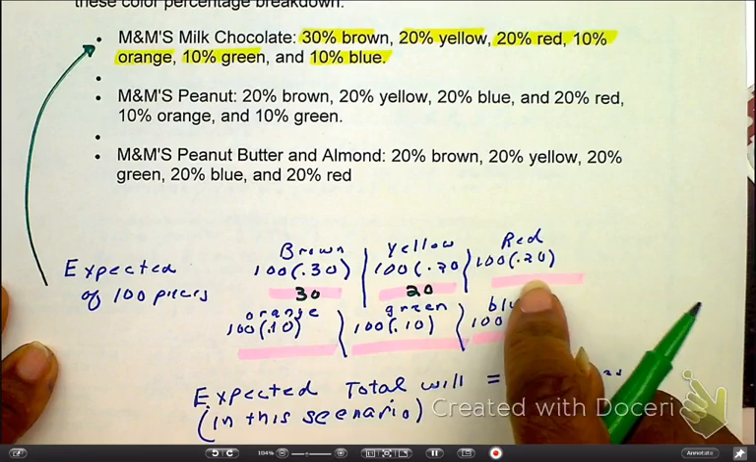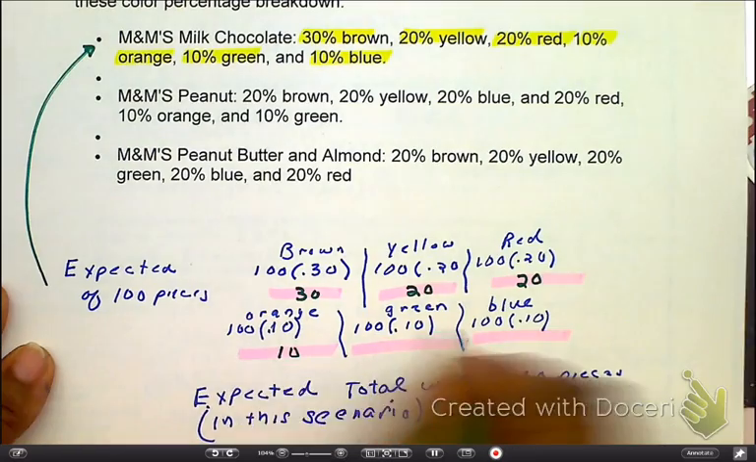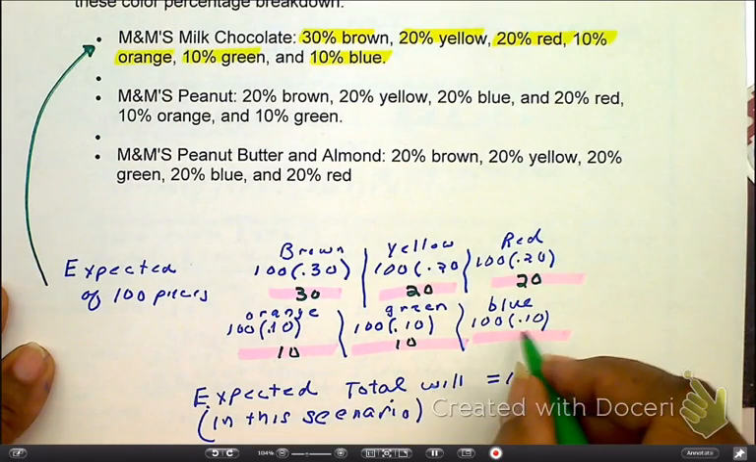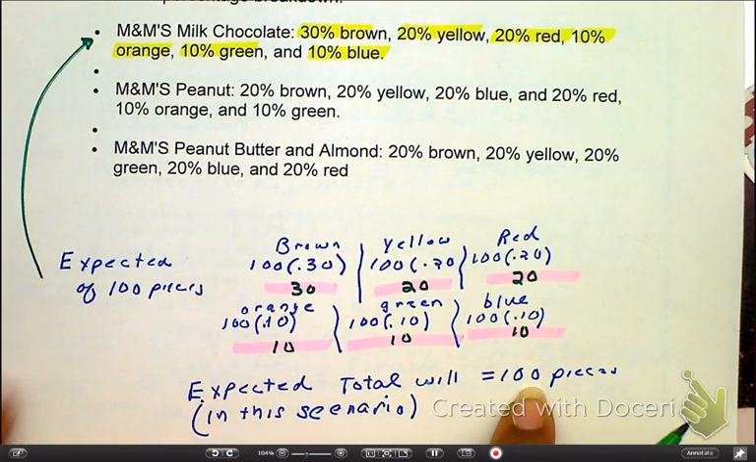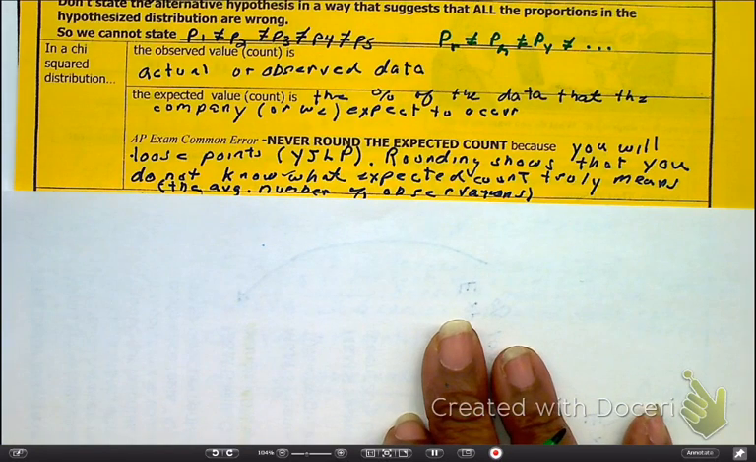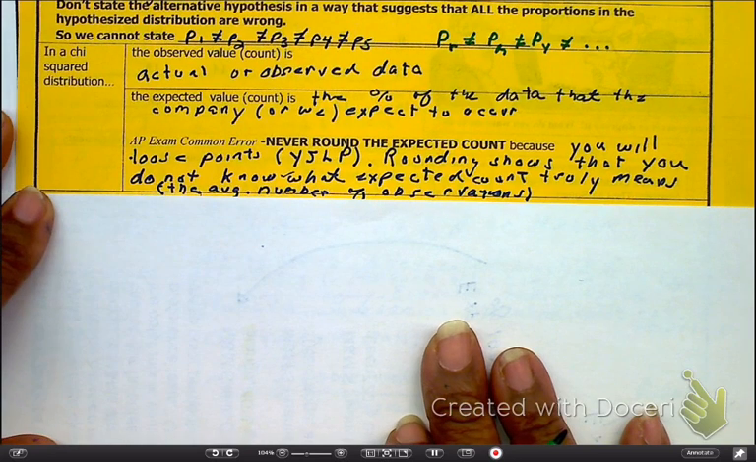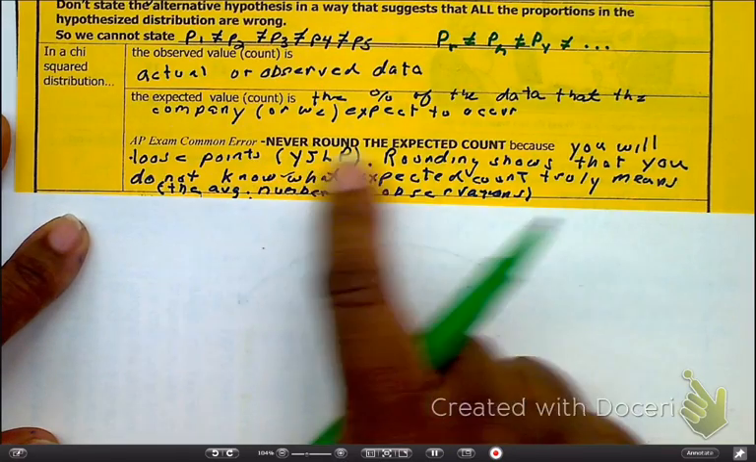And of the red, 20%, which means it's going to be 20. Then the orange, the green, and the blue, just doing the math, and if you add up all of those, of course it's going to total 100 pieces. This is an idea of how we find the expected count. Now I chose a nice even count of 100 in a bag, just because you can do the math without thinking. But what if it was 101 pieces? Well, some of you have a serious tendency to round. Never round when it comes to expected count.